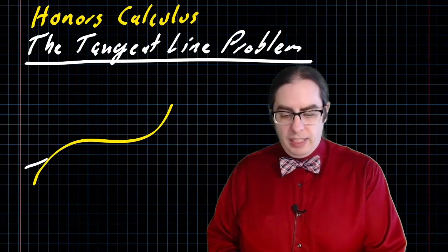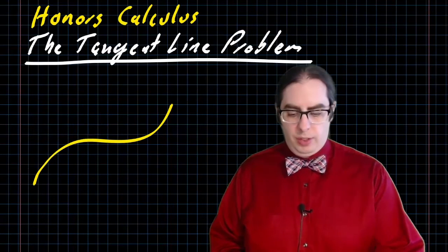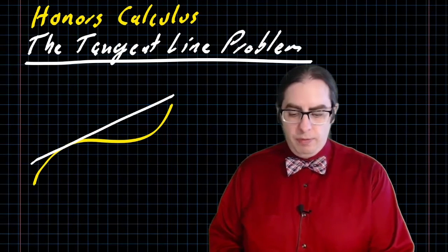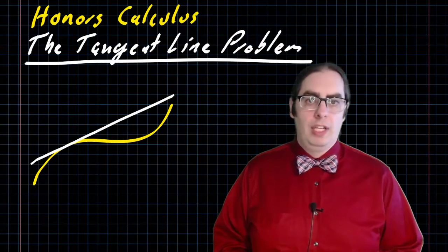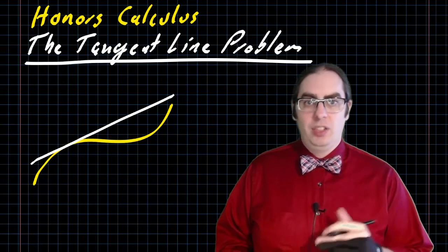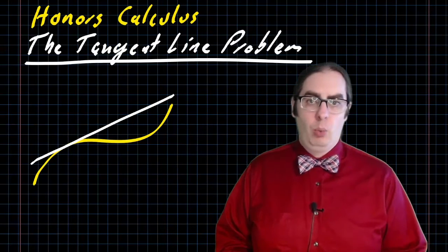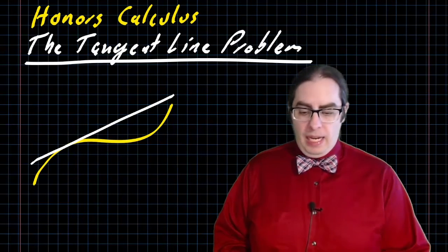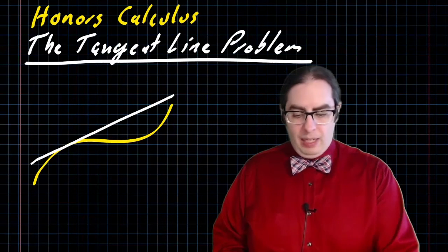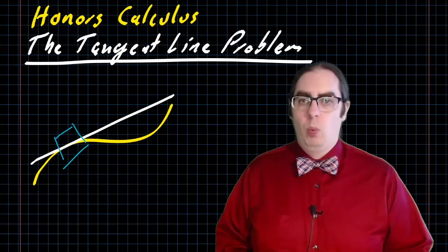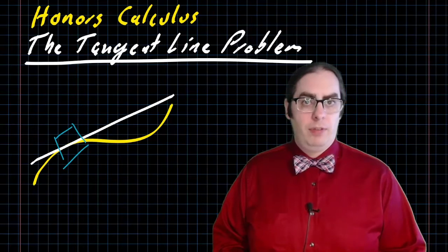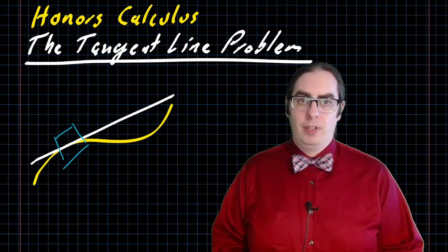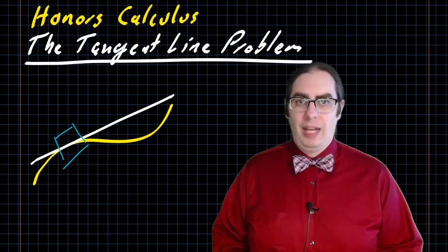If we find a line, let's try drawing that a little bit better, if we find a line which is tangent to the curve at a point, it touches the curve at one point and nowhere else. And then we zoom in just on the place where that touches. If you zoom in far enough, you can't tell the difference between the curve and the line.